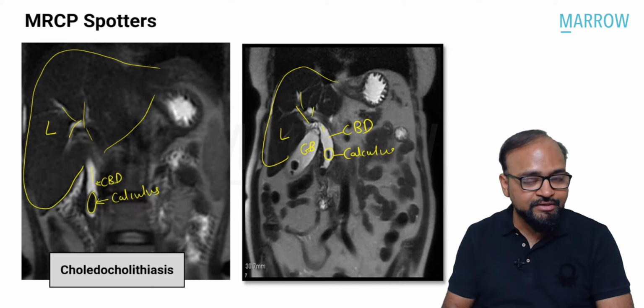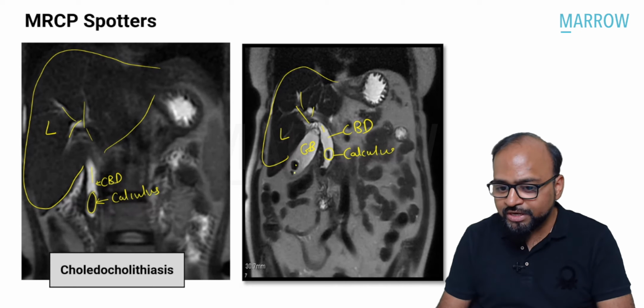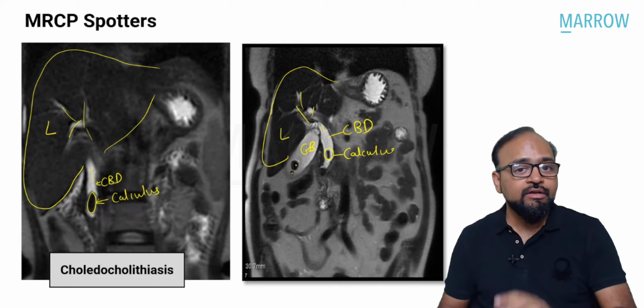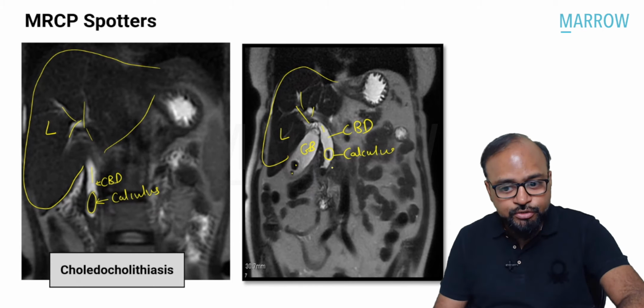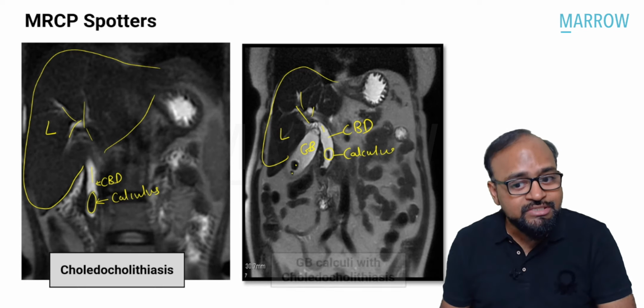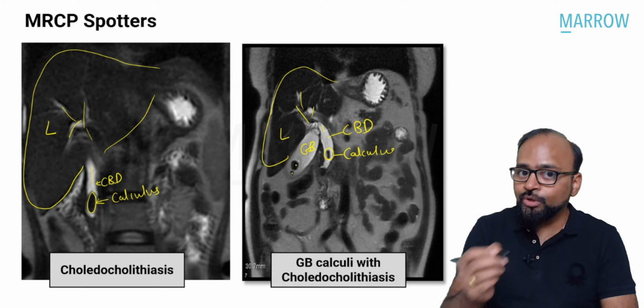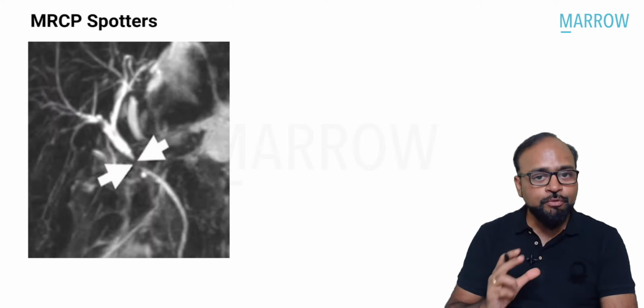This is the gallbladder. Can you see some filling defects within the gallbladder as well? Yes, there's one here, there's one here. So there are calculi within the gallbladder, and one of these calculi has passed into the common bile duct. It is impacted in the terminal common bile duct. So this is GB calculi, that is cholelithiasis, along with choledocholithiasis, right? So these are a few important spotters.